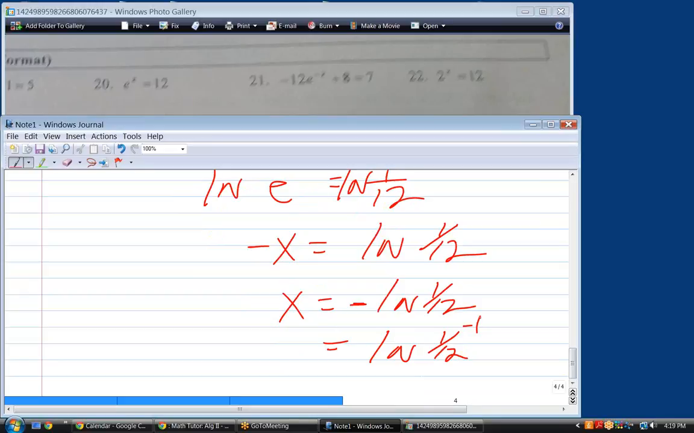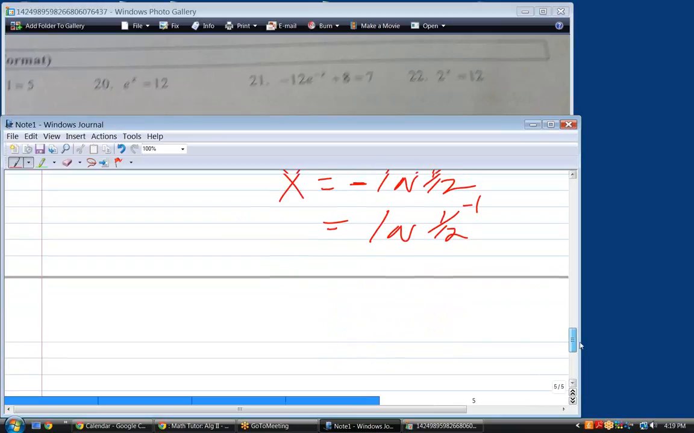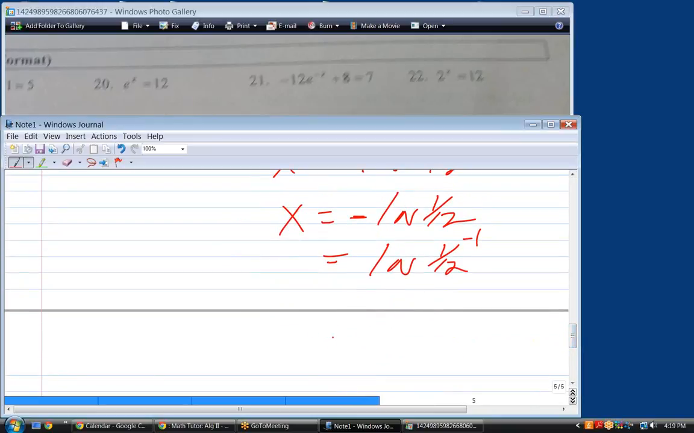And that happens to be the same as, right? Because I can always take that exponent and put it down in front, which means I can always put whatever's down in front and make it an exponent. Okay, you with me? Mm-hmm. Which means 1/12 to the -1 is the same as 12. So that's what x is equal to, natural log of 12.